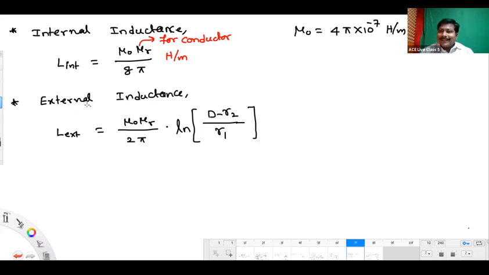Next, the external inductance: mu naught is 4 pi into 10 power minus 7. What is this mu r? Mu r is the relative permeability of the medium over which we get the external linkages, that is, the surrounding medium of the conductor. That is air, and for air, mu r is equal to 1. Then 2 pi is a constant, and ln of d by r1 is a unitless number, numerator and denominator both in meters. Overall units come to Henry by meter.